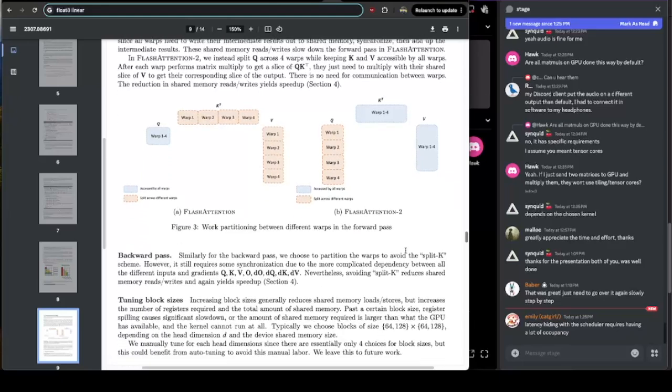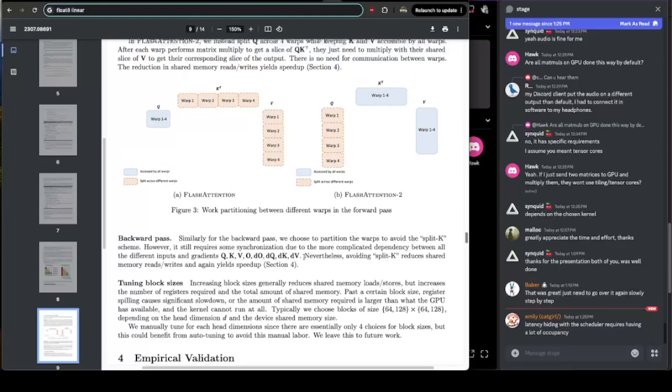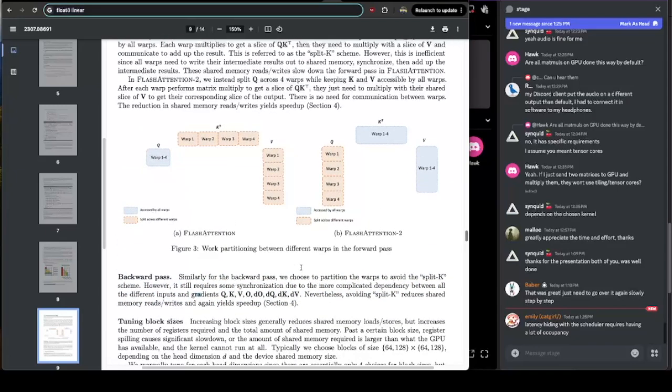I see. So is there anything special about the backward pass we should go over? I actually haven't gone there yet, in both the paper and the code, because getting the forward pass working in Triton was a challenge. But is there anything special that's fun to talk about with that?